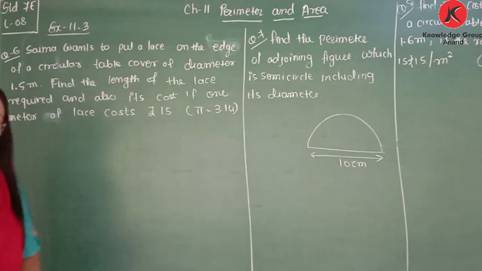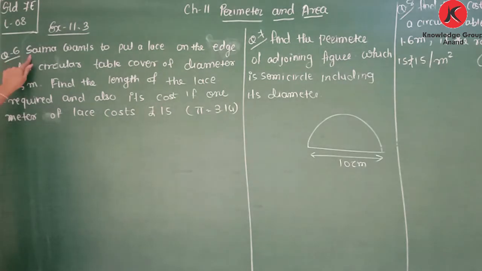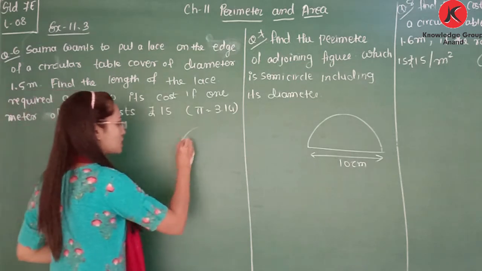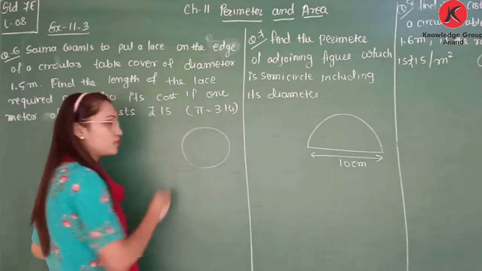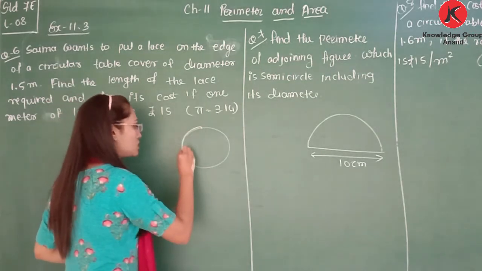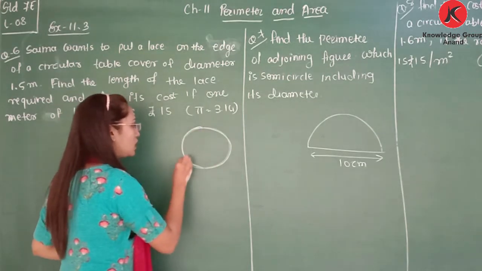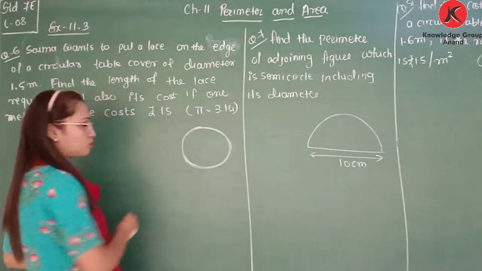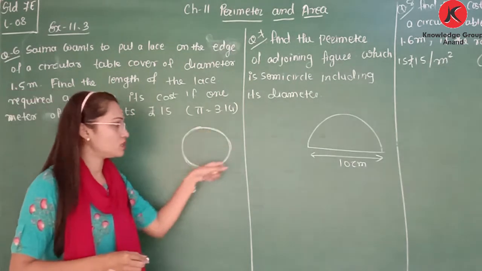The remaining 4 examples we covered in the previous video. So, question number 6: Sharma wants to put a lace on the edges of a circular table cover of diameter 1.5 meter. What is this first statement? Edges of a circular table. Edges means if we have this kind of circular table, it is this distance. On this side, she wants to put a border. So what is it? It is the circumference.